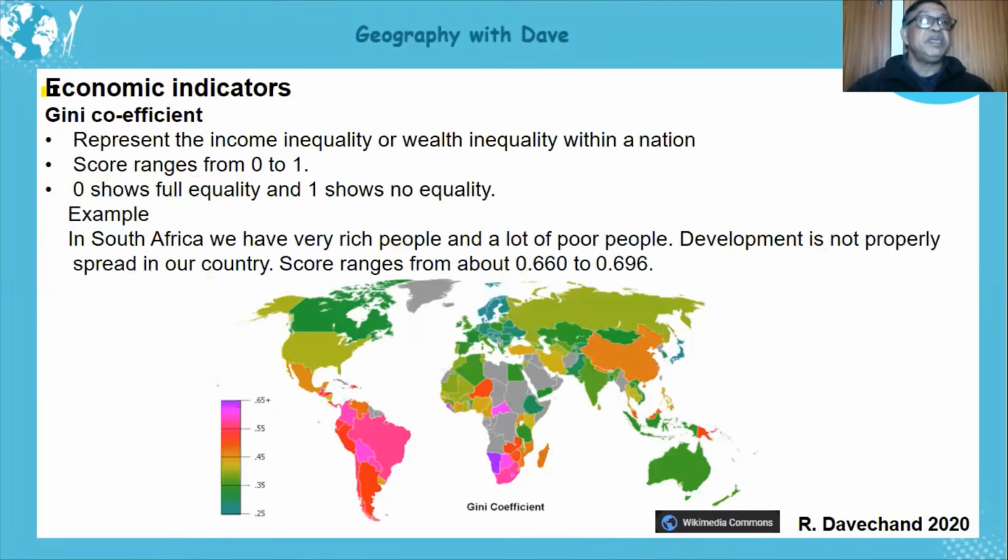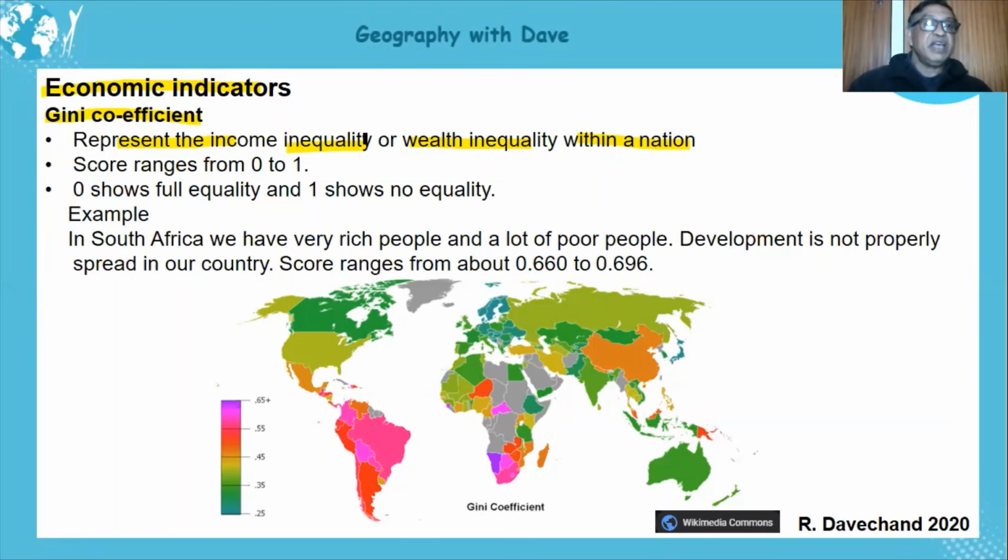Now, other economic indicators, the Gini coefficient. All right. Nothing dealing with those fairy tales. The genie comes out of the lamp. This is our geography. Okay. Now, it represents the income inequality or wealth inequality within a nation. All right. It shows maybe there's rich people, and then there's very poor people, people with facilities, people with no facilities, etc. So we work on that.